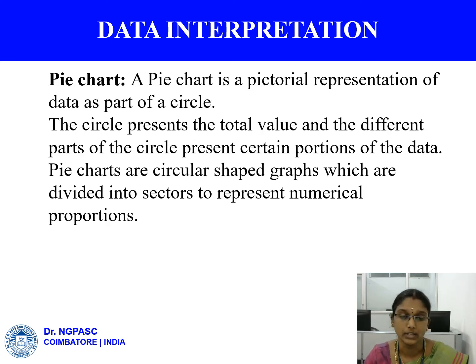And then pie chart. The total degree of a pie chart is 360 degrees. A pie chart is a pictorial representation of data as parts of a circle. The circle represents the total value and the different parts of the circle represent certain portions of the data. Pie charts are circular graphs divided into sectors to represent numerical proportion.